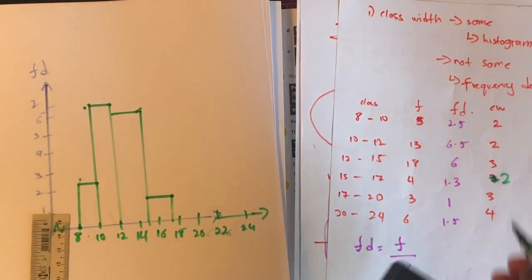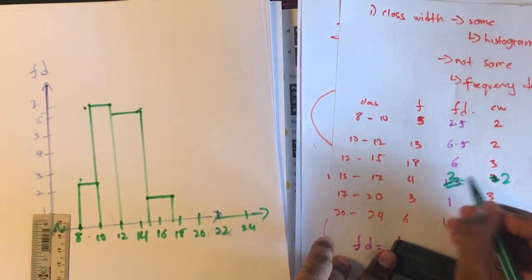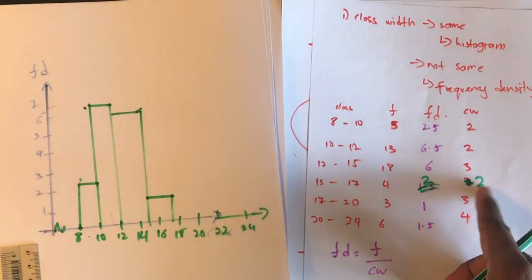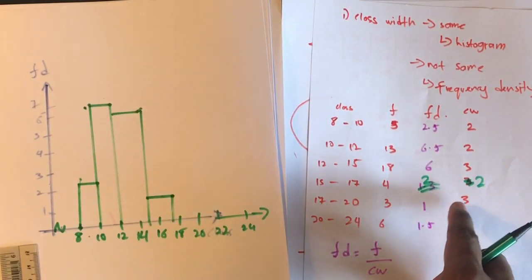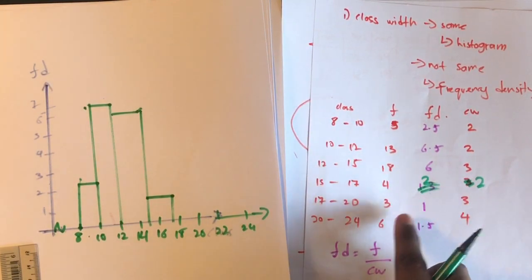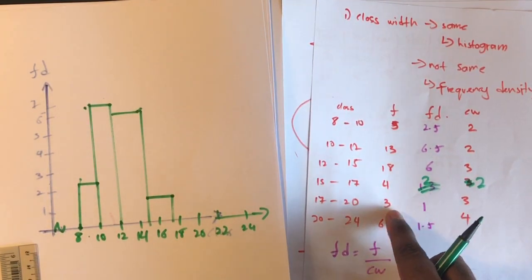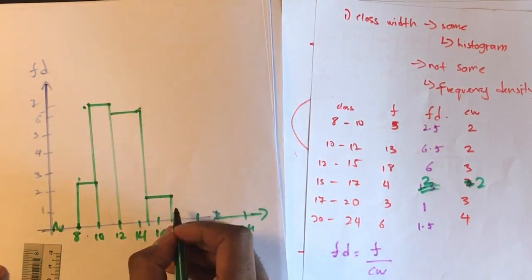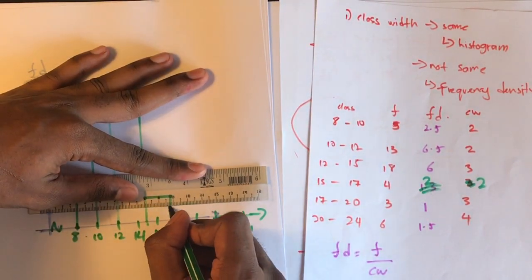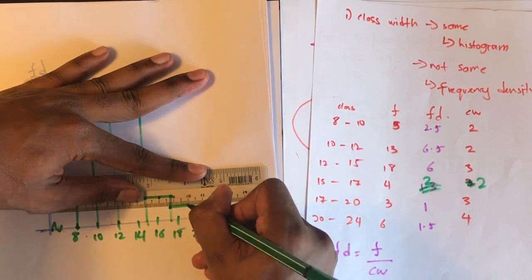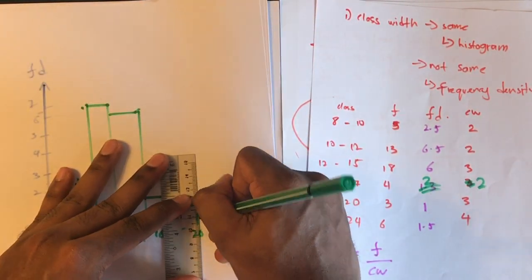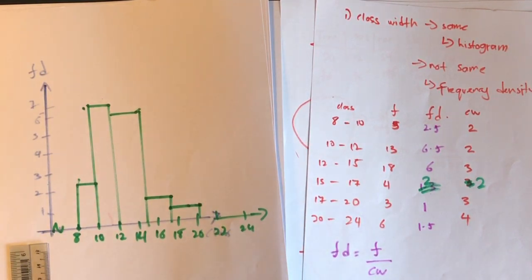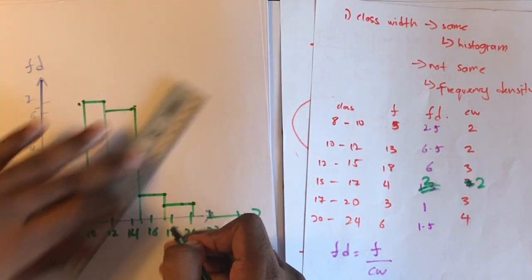So 4 divided by 2, this should be 2. I just spotted the problem. So just adjust a bit lah. Here should be 2. As long as you know how to draw, that's fine already. So class width is 2 here, and then for 17 to 20, the frequency density is 1. So 17 to 20 is 1, and then the 4 here gives what we call 1.5, for 20 to 24. So 1.5.